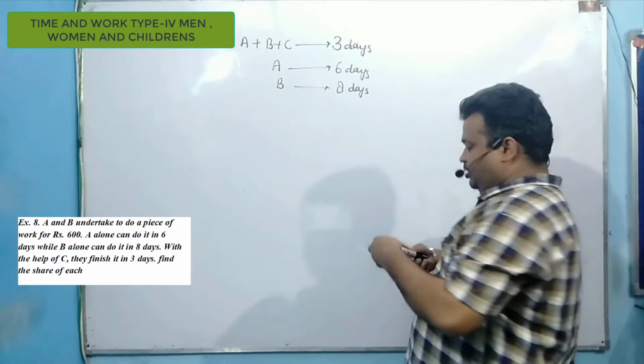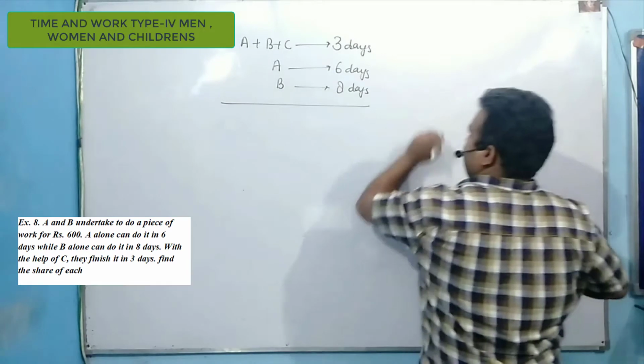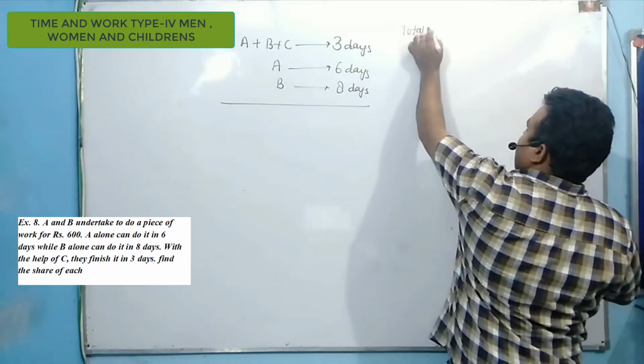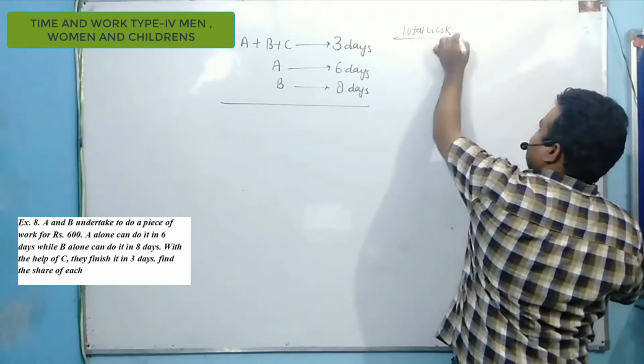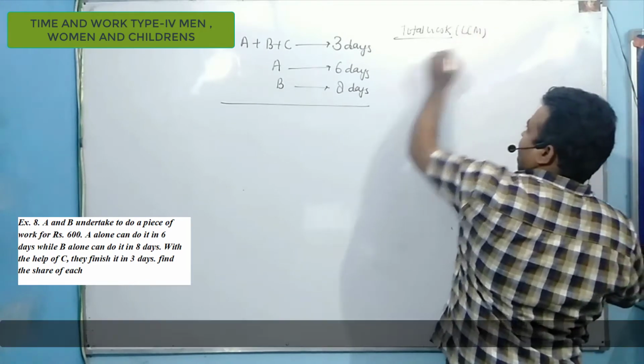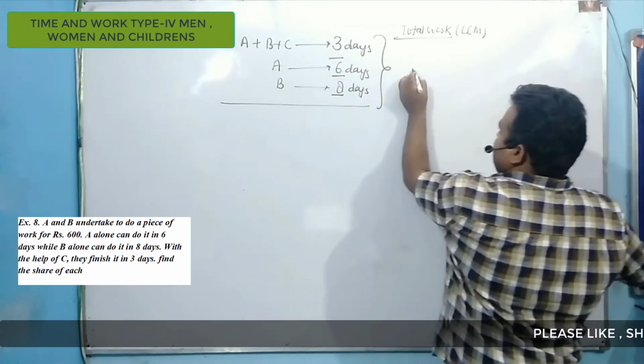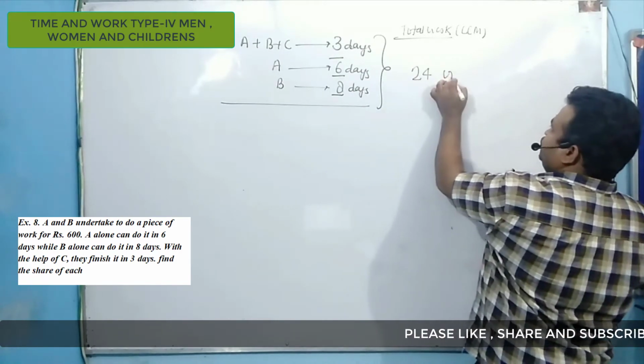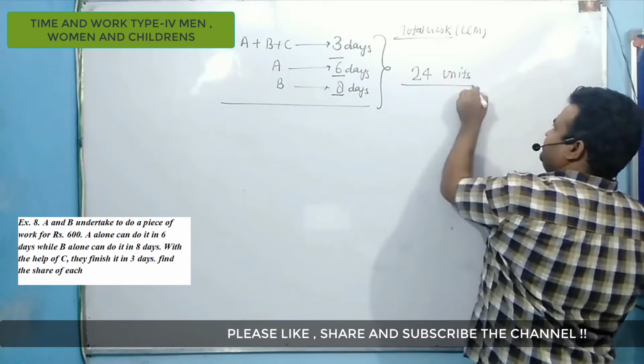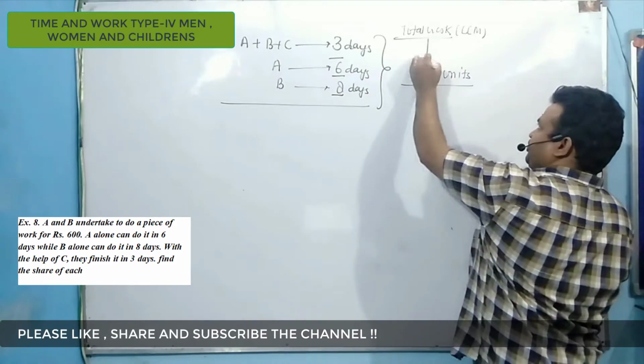Now, what is the LCM? The total work you calculate by LCM method. So what is the LCM of 3, 6 and 8? If you take the LCM of 3, 6 and 8, you will get 24. So 24 units is my total work to be completed.